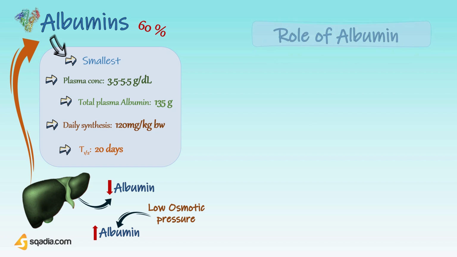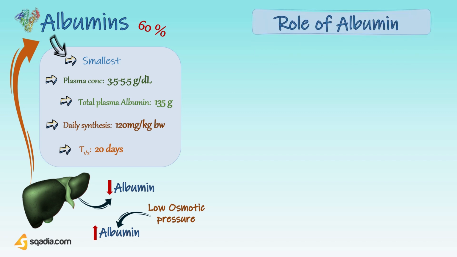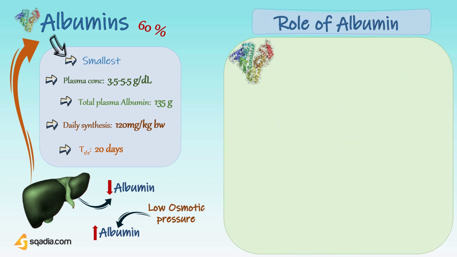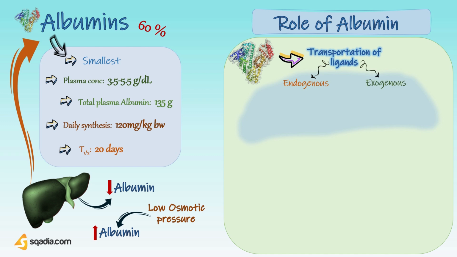Let's see what the roles of albumin are. Albumin plays an important role in the transportation of certain ligands. These ligands can be endogenous, such as bilirubin, ions, hormones, fatty acids, etc. And they can be exogenous, such as drugs. For example, propranolol, methotrexate, etc.